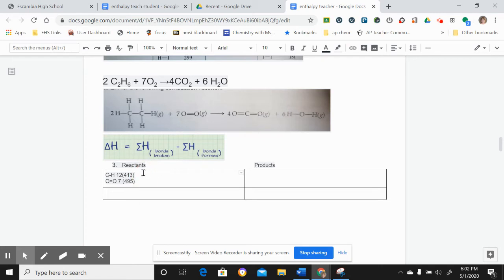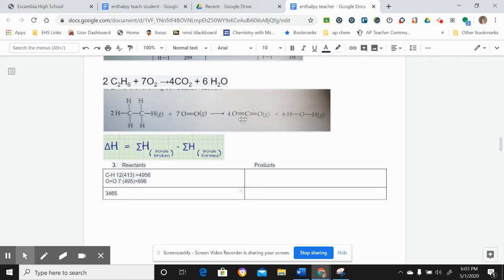Do my math on this side. 12 times 413 gives me 4956. And I do my math on here, 696 gives me a total of 3465. On my product side, what do I have on my product side?